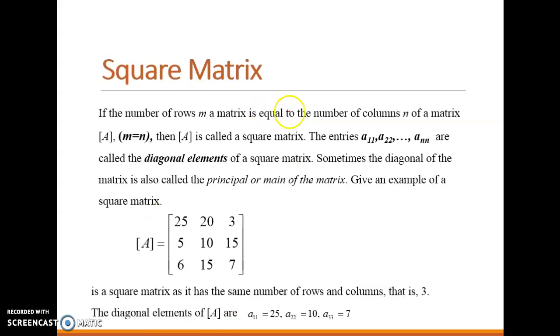So next is square matrix. In the square matrix, the number of rows is always equal to the number of columns. So in this, there are 3 rows and 3 columns. So this becomes the square matrix. These could be 2 by 2 matrix or 4 by 4, 6 by 6. So whenever the number of rows is equal to the number of columns, this becomes the square matrix, and these are the diagonal elements of the square matrix. Okay, so these are the diagonal elements: 25, 10 and 7.